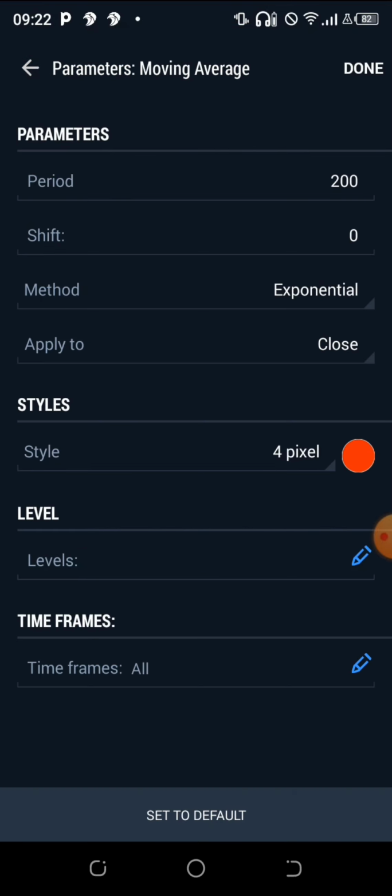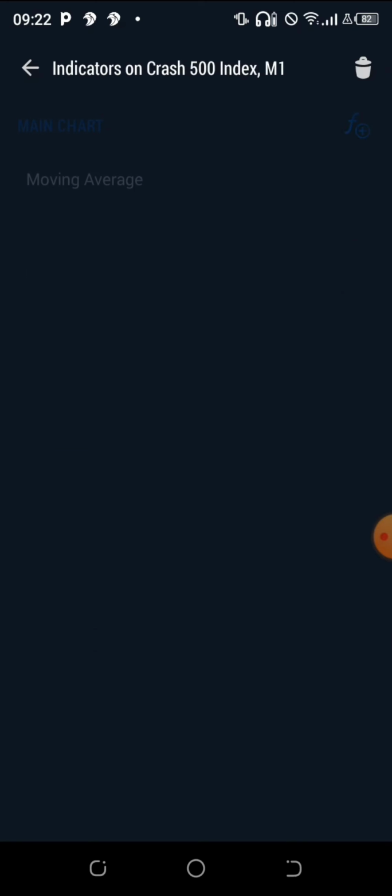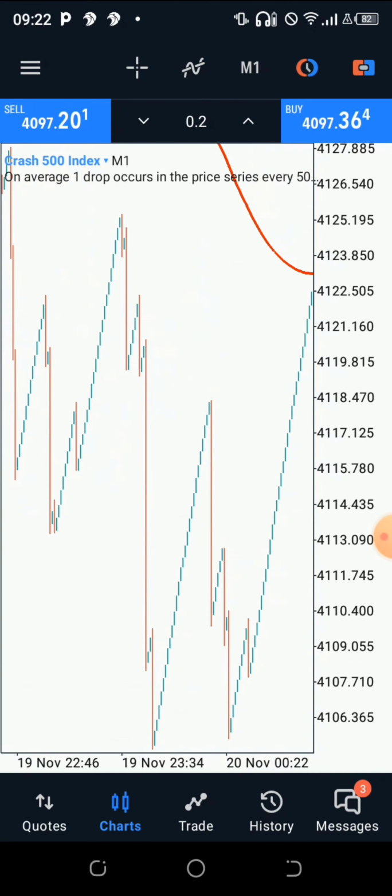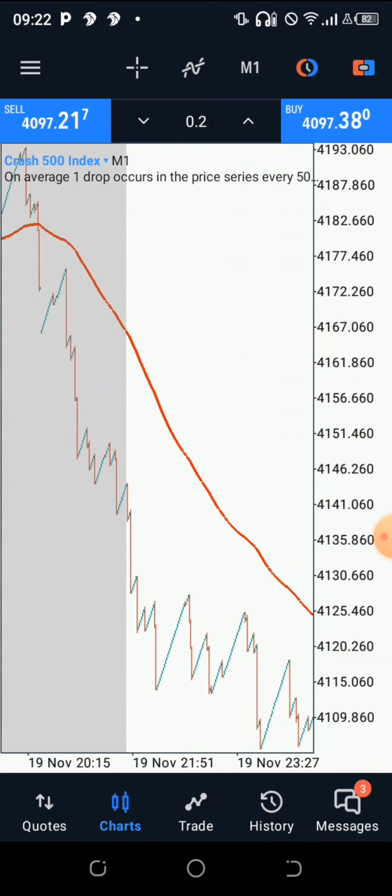Then if you come here, we need the moving average. Our moving average has a period of 200, shift 0, method exponential, apply to close. The style will have 4 pixels in the color red. Then when you're done, you click done. If you come to the main chart, you'll see that there will be a moving average. That's the red line that you were seeing.